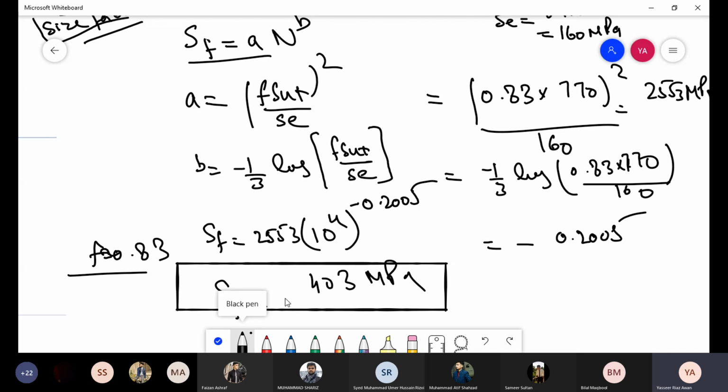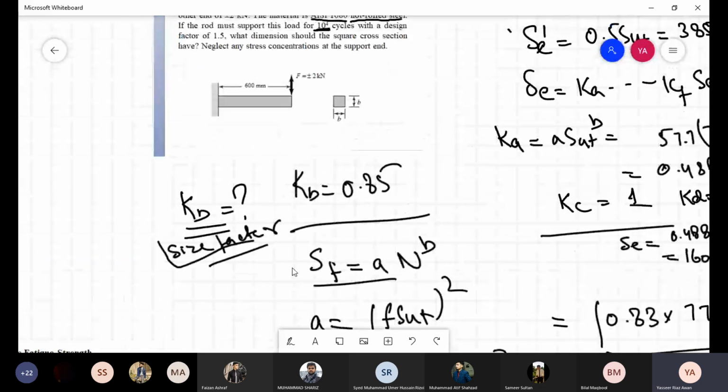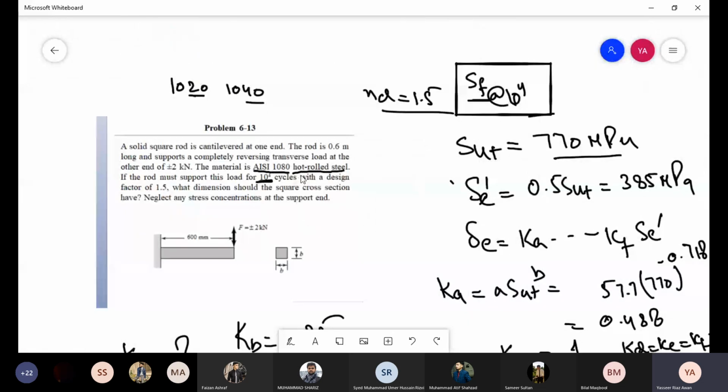Okay. Now in this case, we have the strength value and we have the design factor, and also there is this. So we have to neglect any stress concentration at support. Generally we don't do that, but in the problem statement it is given to neglect the stress concentration. So we would not multiply the stress with Kf.